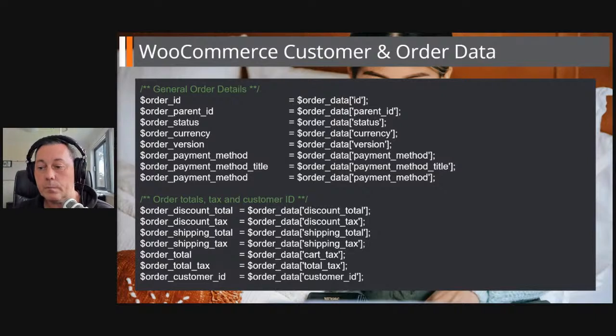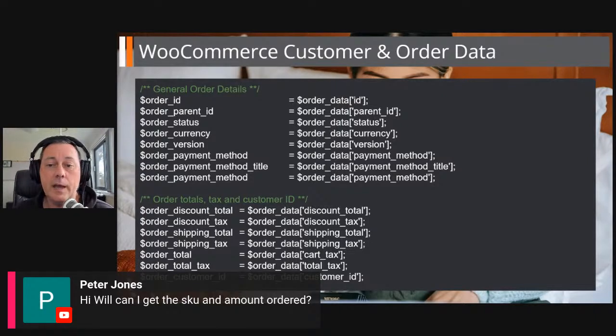Peter asks, can you get the SKU and the amount ordered? Absolutely, absolutely. You can get that. So that's all within the order object. So if you've got an SKU set up, that will be in this, what they call a WooCommerce order object, and you'll be able to extract that.